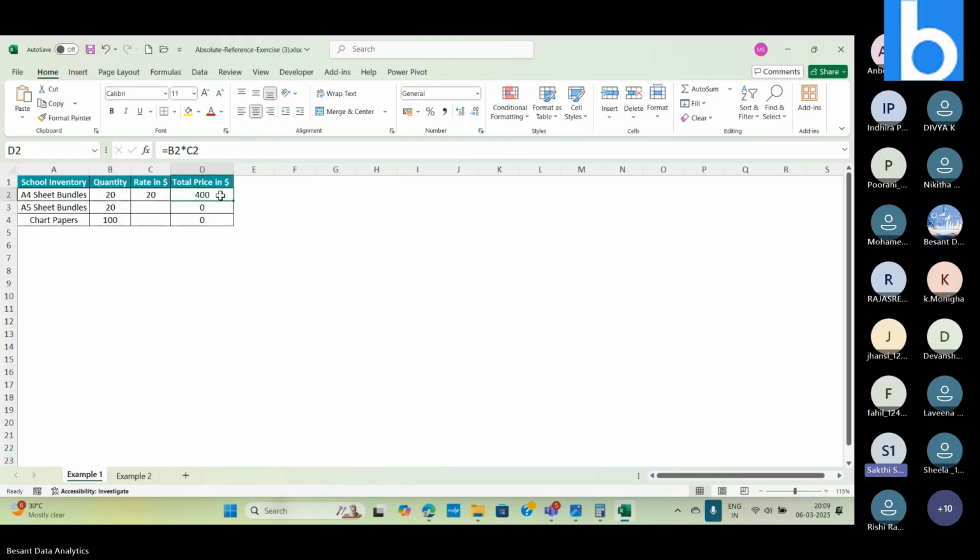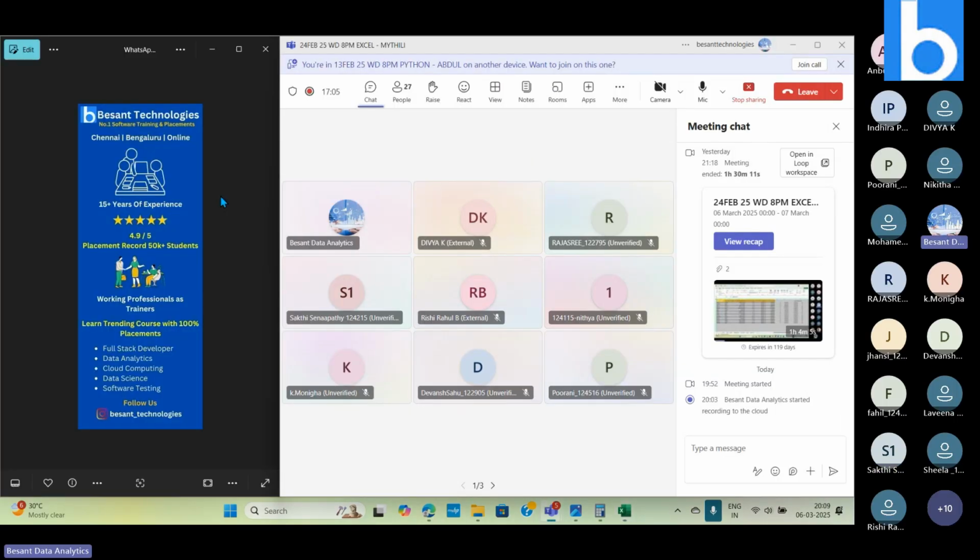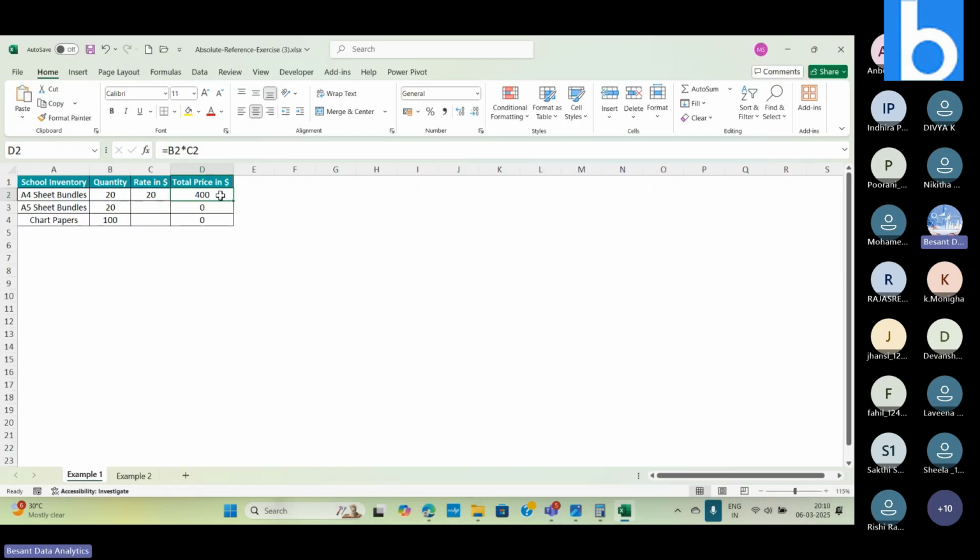Yes, C2 needs to be fixed. Come again? C2 needs to be fixed. How? By using absolute reference. Dollars. You mean this? Okay. Yes. No.